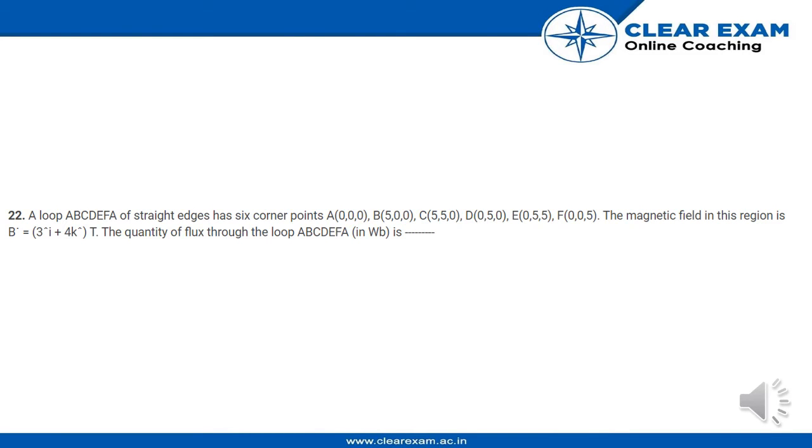The next question is: a loop ABCDEFA of straight edges has 6 corner points, and these are the coordinates of the points. The magnetic field in this region is 3i + 4k. The quantity of flux through the loop ABCDEFA is.